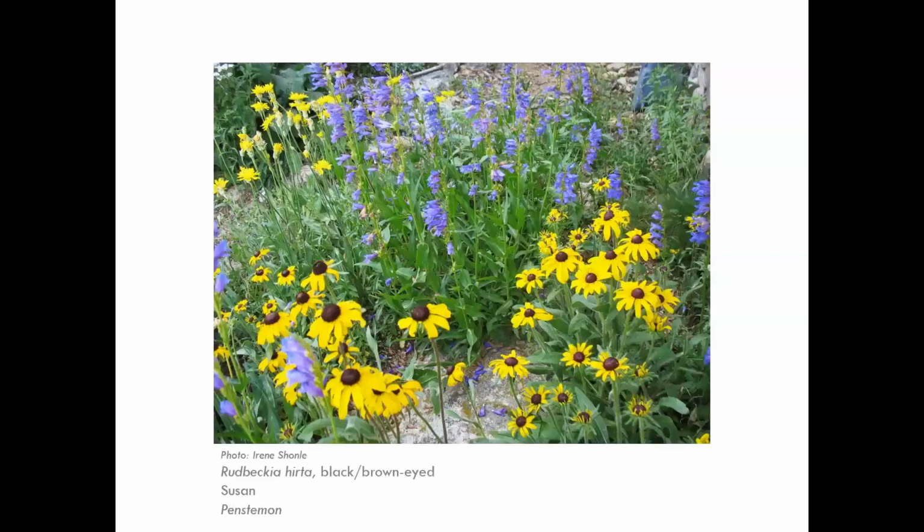Here's another one, Rudbeckia, which is black or brown-eyed Susan, again with that penstemon. This is really great because you've got a variety of bloom types, right? You've got the Asteraceae, the daisy-like or sunflower-like flower, and then the penstemon, which has a very different look, so it's much more interesting to the eye.